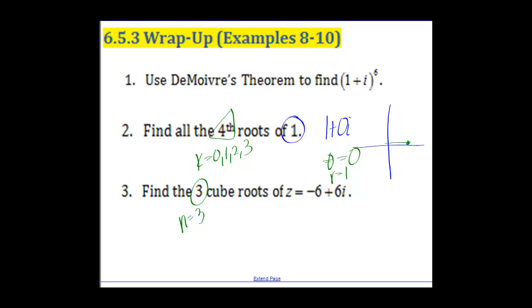Your z is -6 plus 6i, so draw a very quick sketch of it. So -6 up 6, so it looks like you're working in the second quadrant. So make sure you find your theta using tangent of theta equals b over a. You're finding the 3 cube roots, so you'll be using k equals 0, 1, and 2.